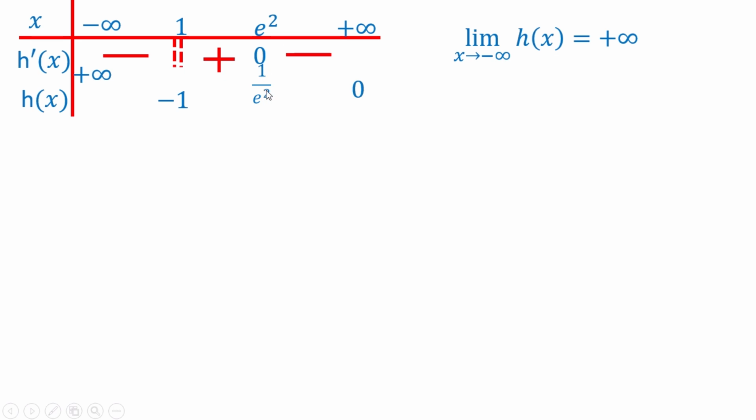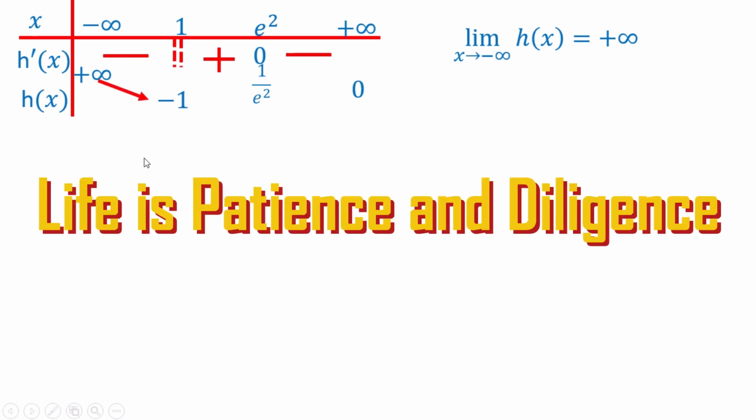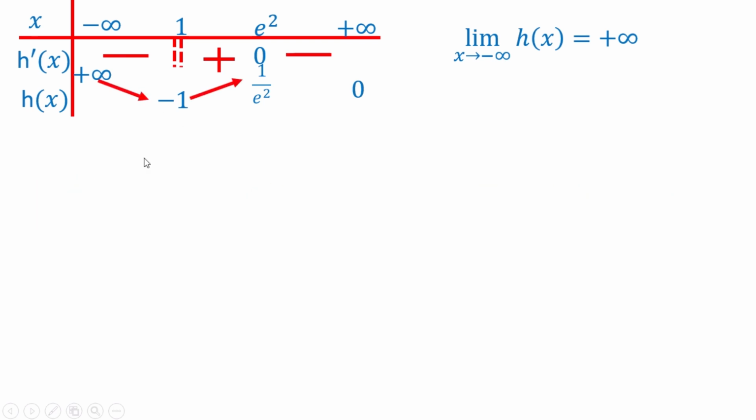f of e squared is 1 over e squared. Over 1 equal minus 1. The function is continuous at 1. Decreasing, increasing, decreasing.